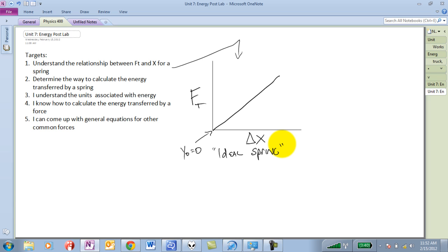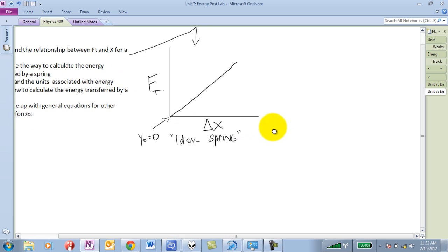Any non-ideal springs have a y-intercept. That means it takes a certain force to actually get it to stretch. Don't worry about that in this class. However, if you do advance further on into AP, you might run into situations like that.